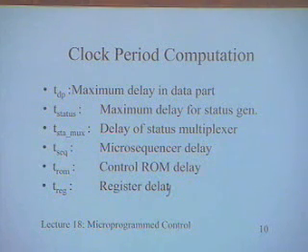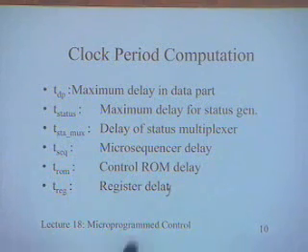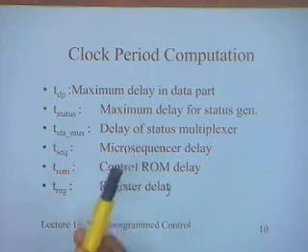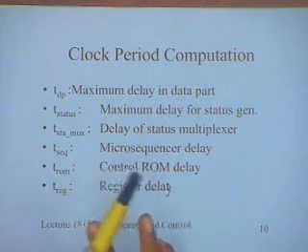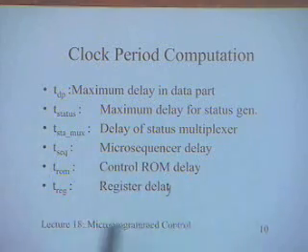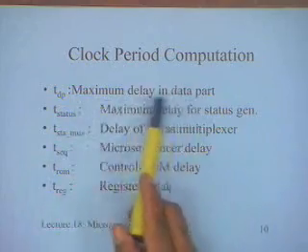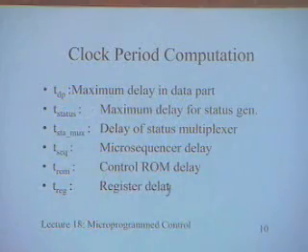Maximum delay in data part essentially corresponds to, if you consider any 2 storage locations, what is the combination logic delay between those 2 storage locations? I am assuming my whole system is clocked by a single clock. All latching of all the registers are taking place at the same rising edge. So the delay of the combination logic between any 2 storage elements, if you consider such a maximum delay, that is the delay of the data part.